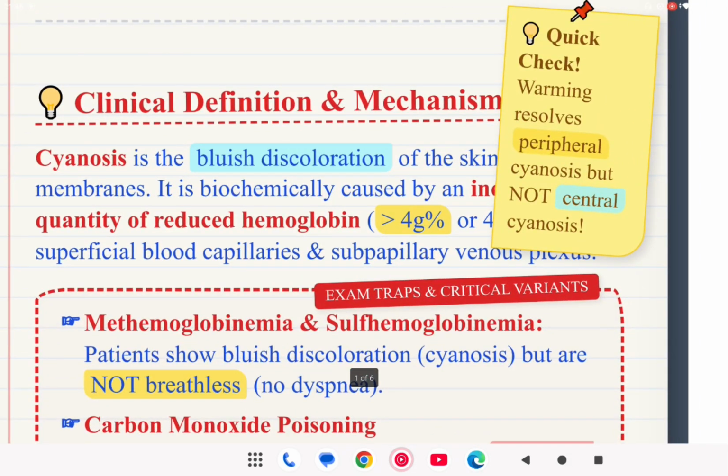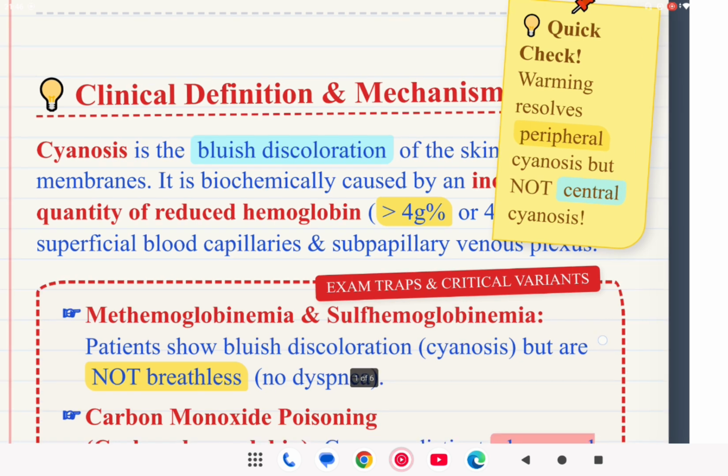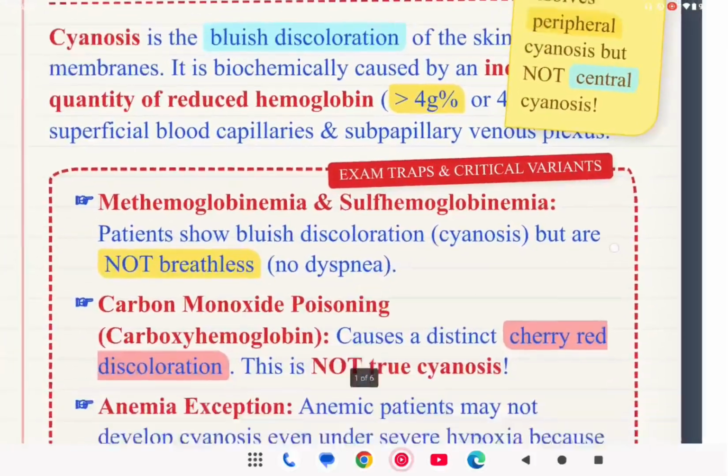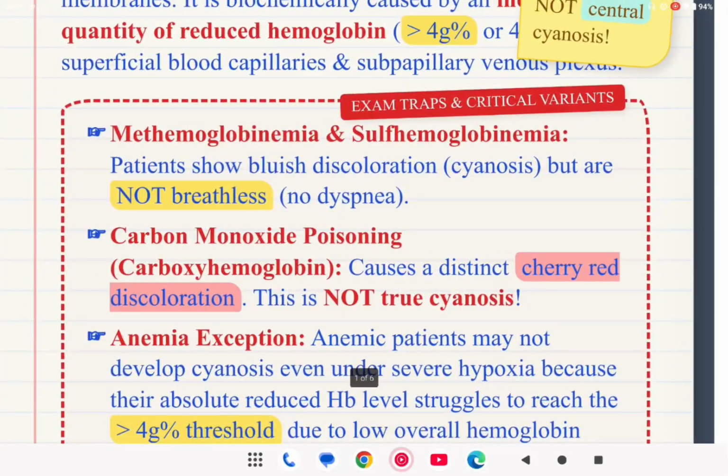There are two types of cyanosis, peripheral cyanosis and central cyanosis. Warming resolves the peripheral cyanosis but not the central cyanosis. This is a quick checkpoint. Then we have a few exam tips and the clinical variants of cyanosis. So we have methemoglobinemia and sulfohemoglobinemia.